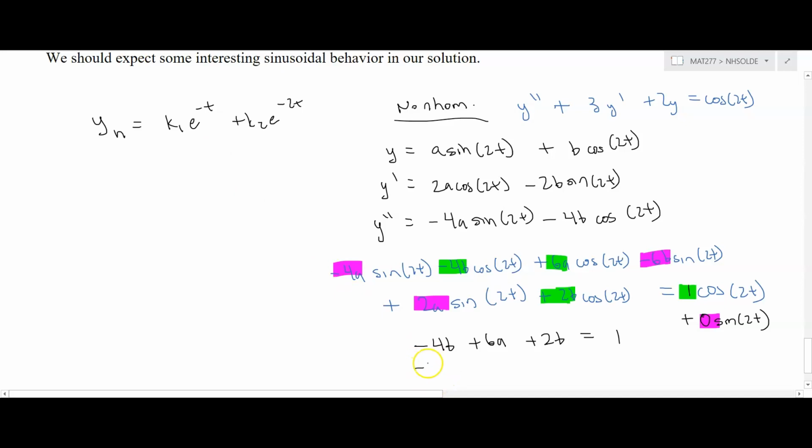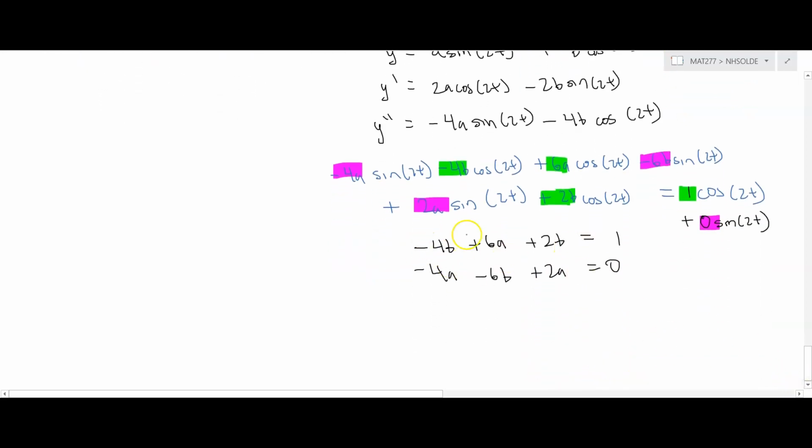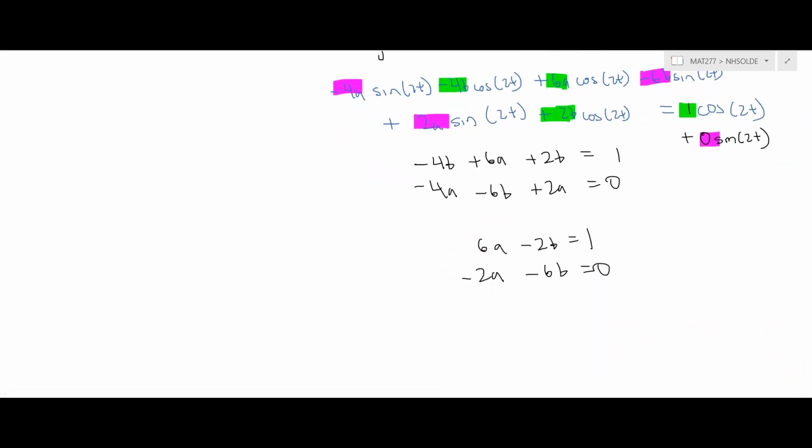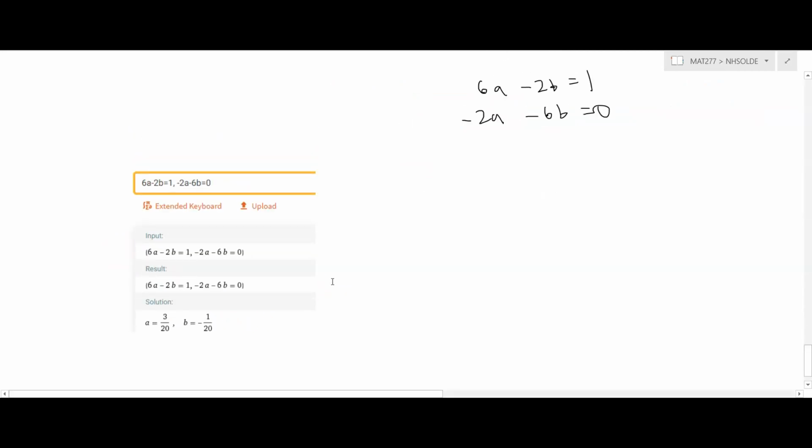So I'll write negative 4a minus 6b plus 2a equals 0. Now I'm going to put this into Wolfram Alpha, but I'm just going to combine terms here. Negative 4b plus 2b is negative 2b, so I have 6a minus 2b equals 1. And negative 4a plus 2a is going to be negative 2a minus 6b equals 0. Solving this, Wolfram Alpha will give me those coefficients: A equals 3/20 and B equals -1/20.